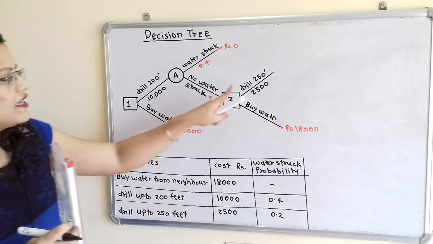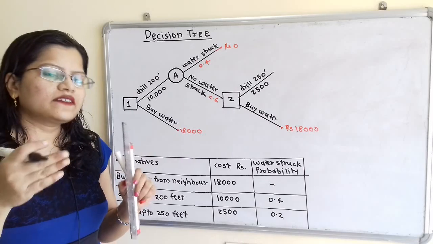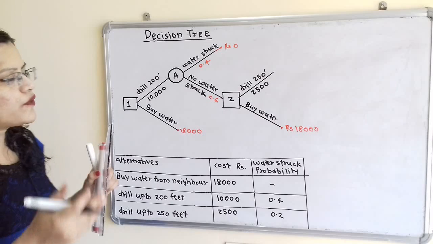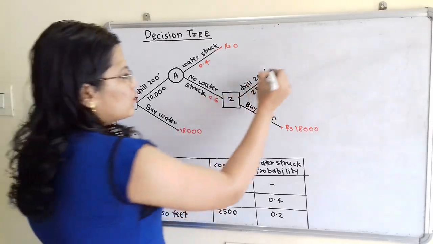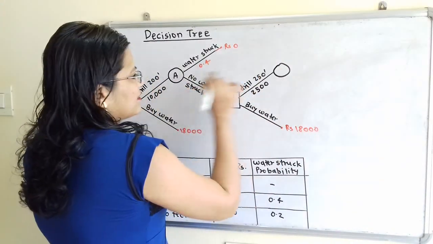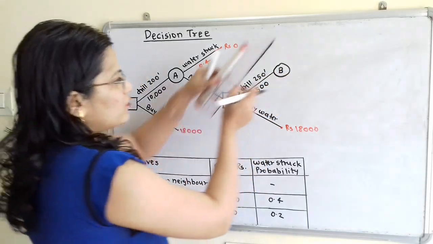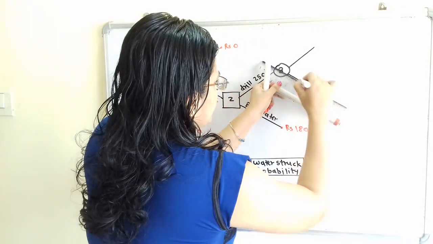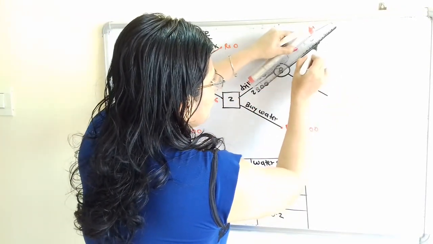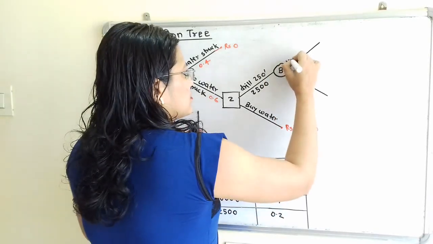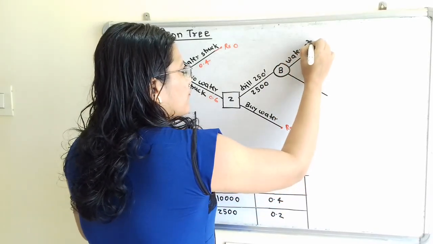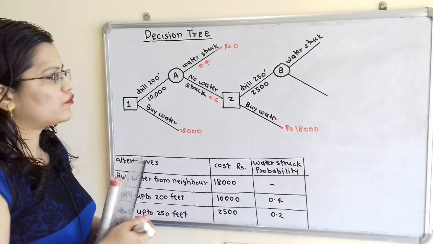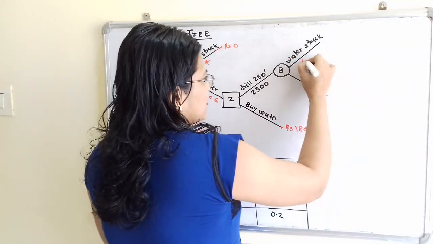Now when we drill the well up to 250 feet, again there are 2 chances of occurrence, that is water struck or no water struck. So we have to show these 2 chances with an event node. So I will use the next letter, that is letter B. And now we have to again draw the 2 sub-branches. So first is water struck. Now for this water struck, probability is given 0.2. So we have to mention here probability 0.2.